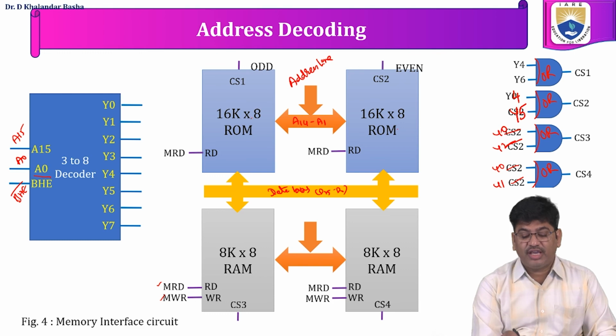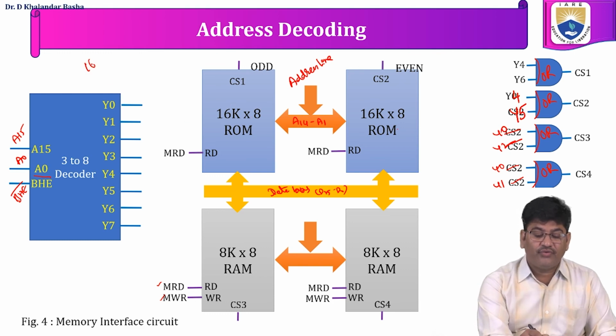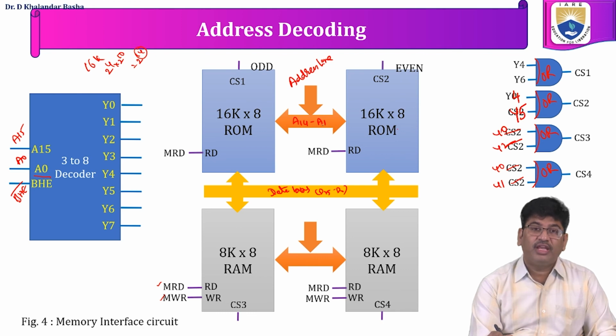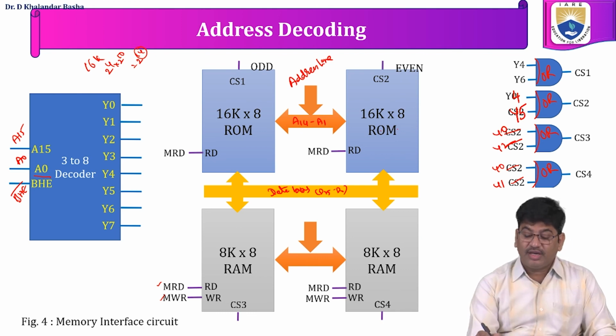For each 16K, we require 2 to the power of 4 into 2 to the power of 10, which is 2 to the power of 14. 14 address lines are required. That will be taken from A1 to A14. Similarly for the 16K by 8 ROM.